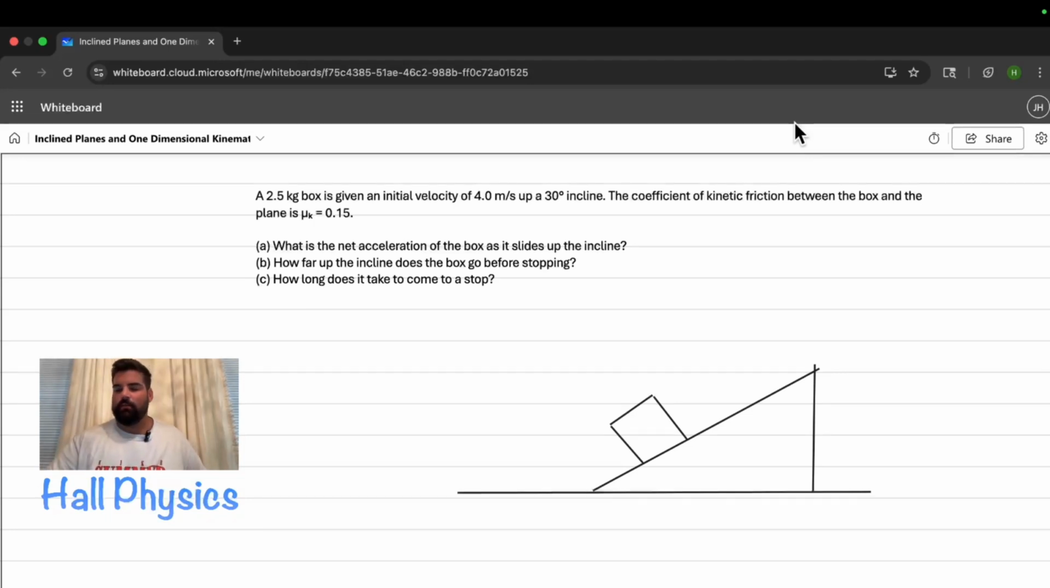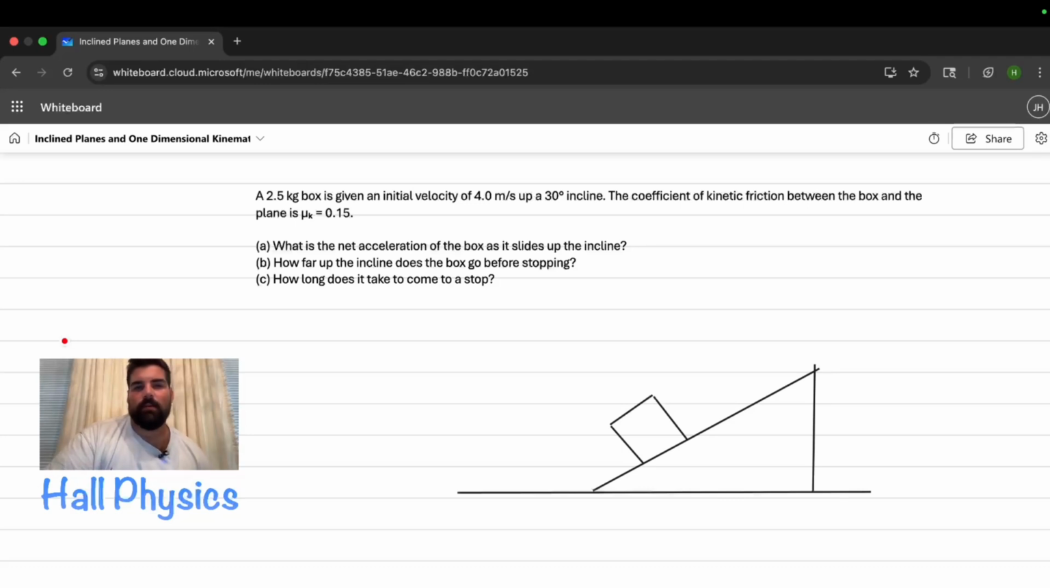It says a 2.5 kilogram box is given an initial velocity of 4.0 meters per second up a 30-degree incline. The coefficient of friction between the box and the plane is 0.15. We will find the net acceleration of the box as it slides up the incline. How far up the incline does the box go before stopping? How long does it take to come to a stop?